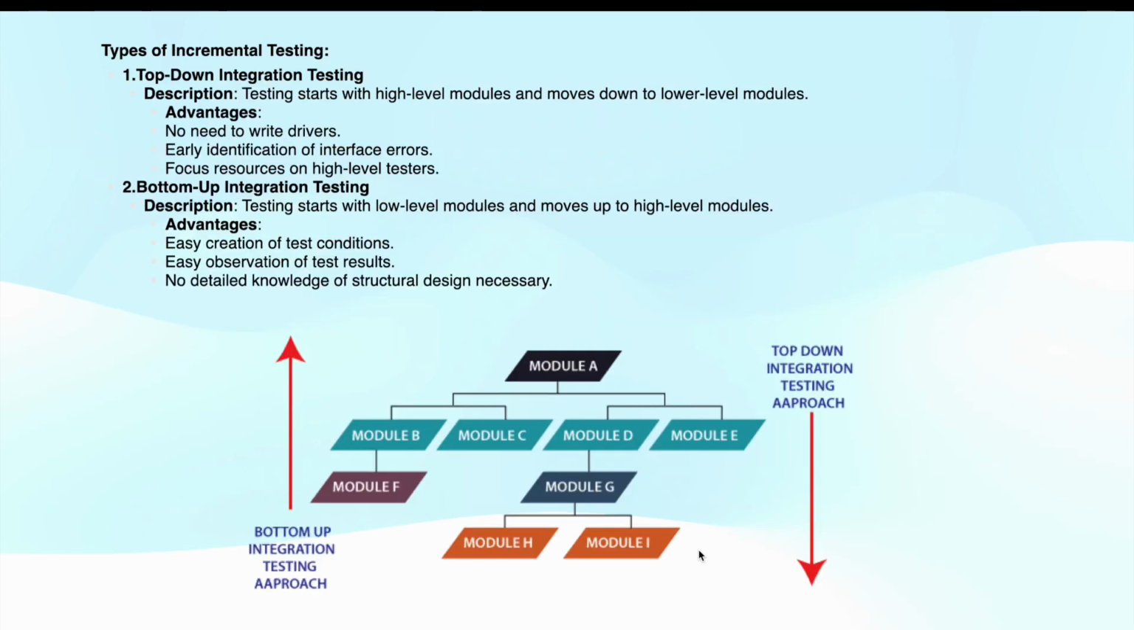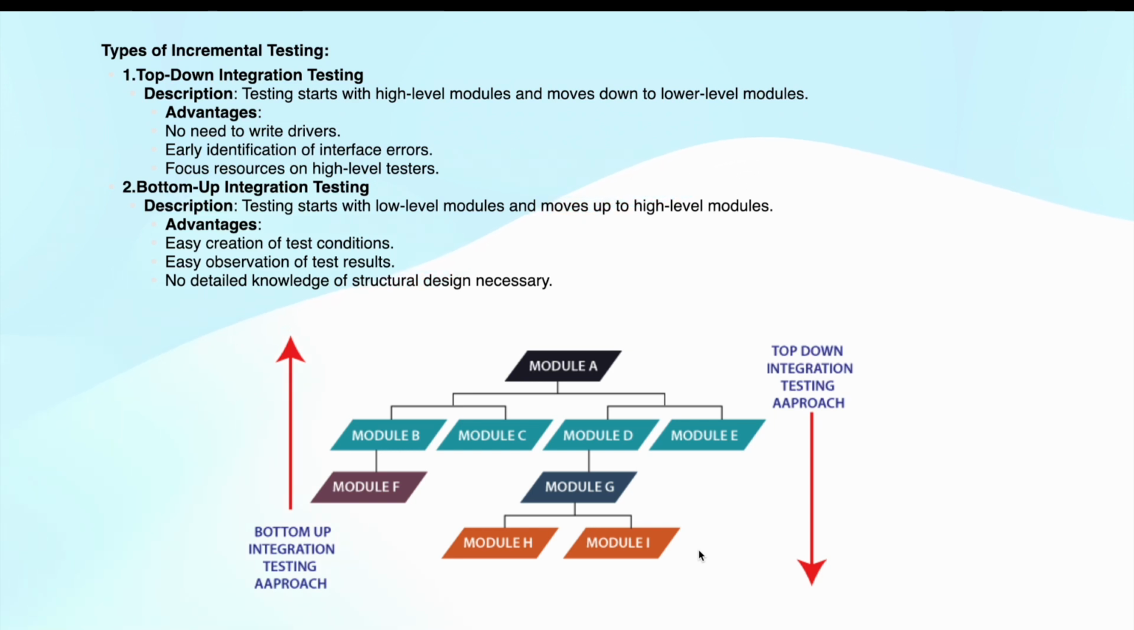Top-down integration testing is an incremental integration testing approach where testing starts with high-level modules and moves down to lower-level modules through the control flow of the architecture structure.